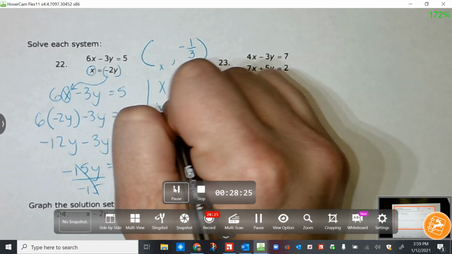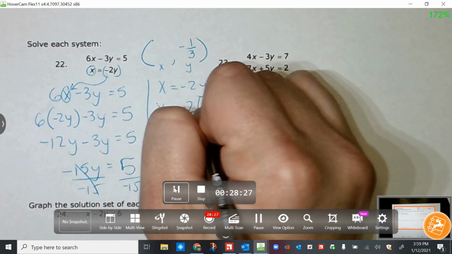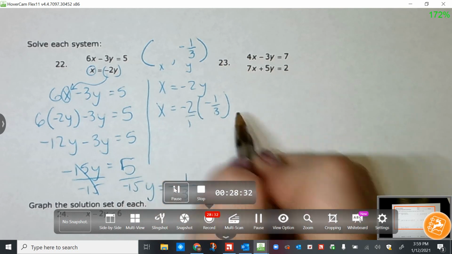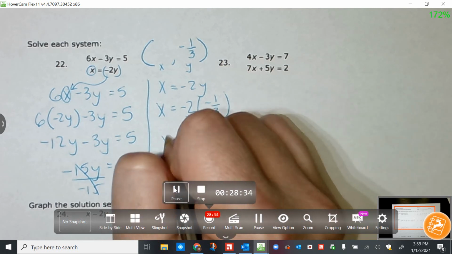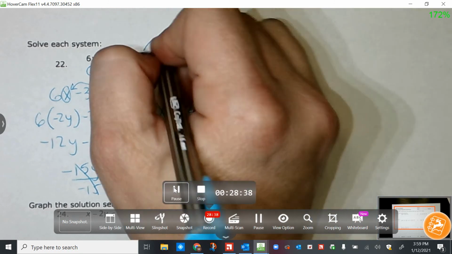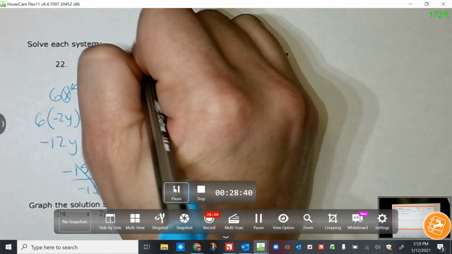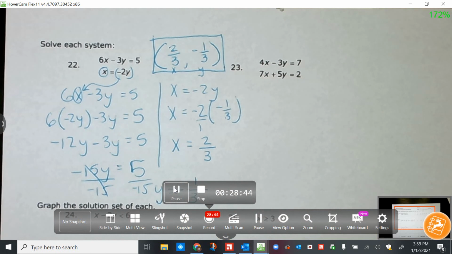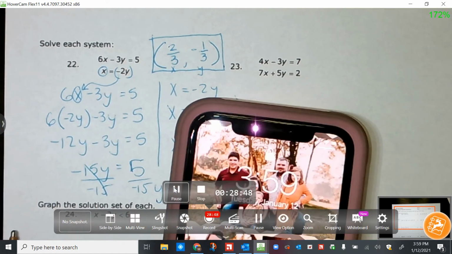So I know this is an x comma y answer, and y is -1/3. So x equals -2 times -1/3. And remember, when you multiply, you just multiply tops and bottoms, so this is over 1. And x equals +2 over 3. So here is my point. Now remember, you can check these by plugging it in and doing that literally in your calculator.